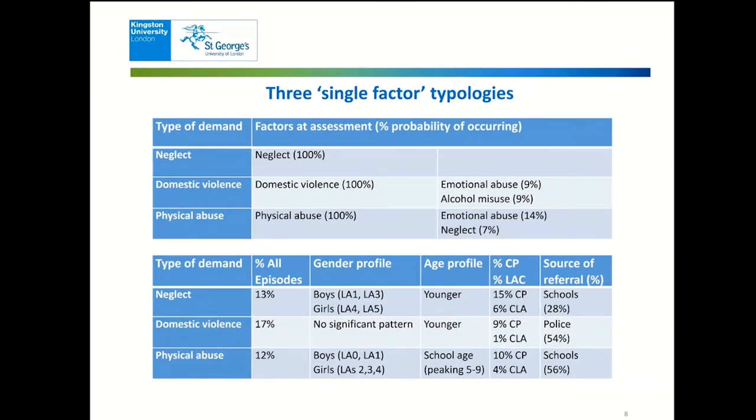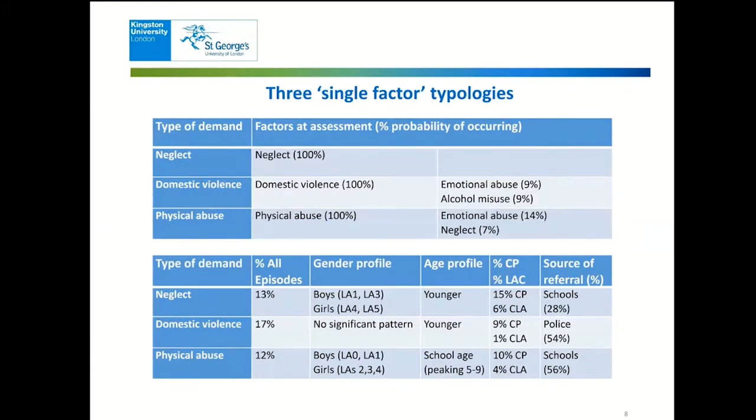Now, the next single factor typology was about domestic violence. Again, 100% of these had domestic violence as a factor, and there was a fairly small probability that emotional abuse or alcohol misuse would also be assessed at the same time. This was a high percentage of episodes, so around 17%, no significant gender profile, but again, this was mainly younger children.